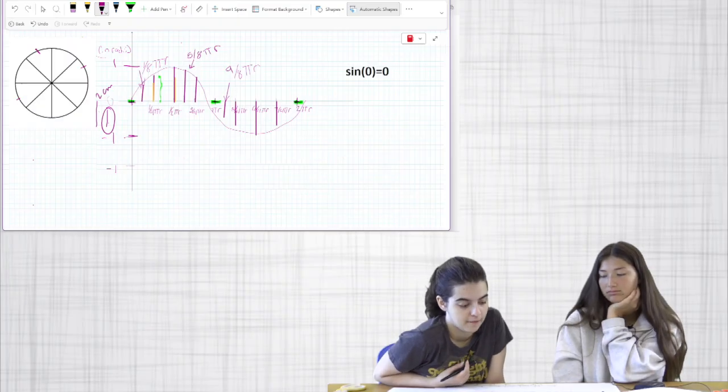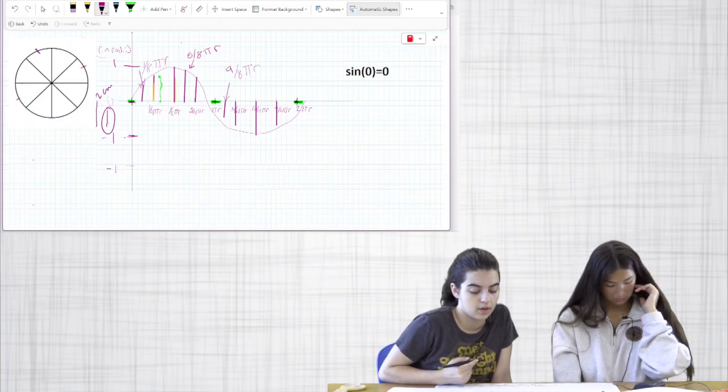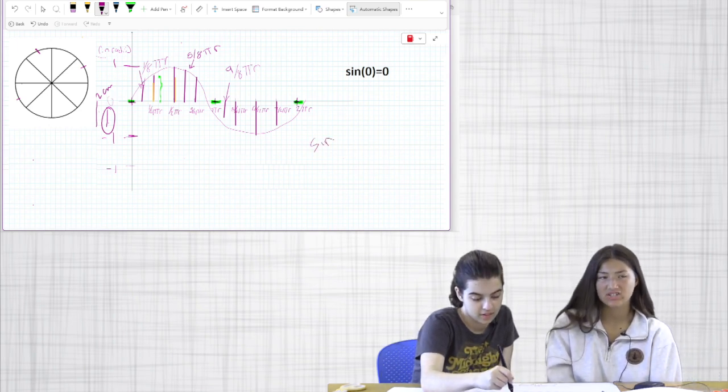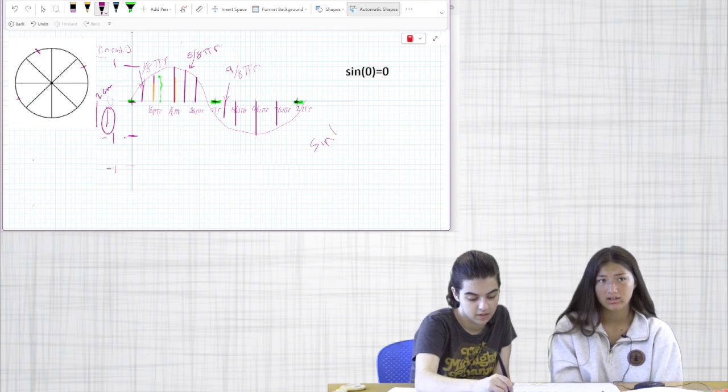And you want us to do that for the other 3 that we did? Yeah, do that for the other 3 that you did. Okay. Wait, so can you just put the sine function into the calculator? Mm-hmm. Oh.